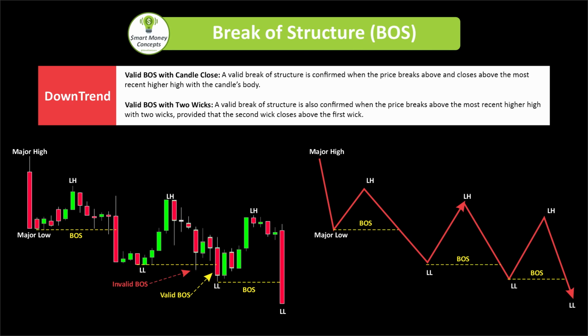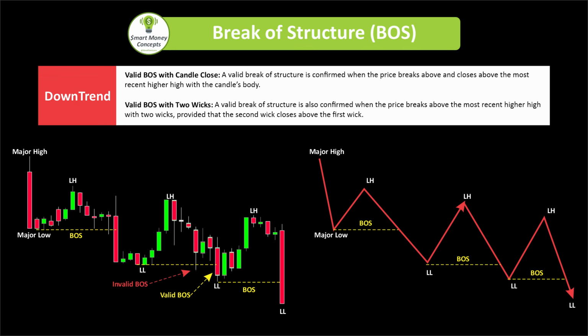Transitioning to the bearish scenario, which mirrors the bullish one. For a bearish market structure to confirm a valid break of structure, the price must break and close below the most recent lower low with the candle's body. If the price breaks the newly created major high upwards, this signals a trend reversal, suggesting that control has shifted from sellers to buyers. Conversely, if the price breaks the recent lower low with a long shadow or wick and the candle's body closes above its range without the subsequent candle's shadow exceeding the first candle's wick, this is not considered a valid break of structure.